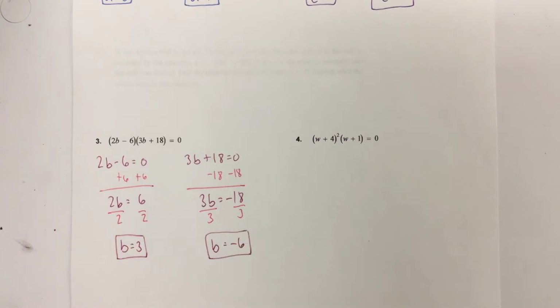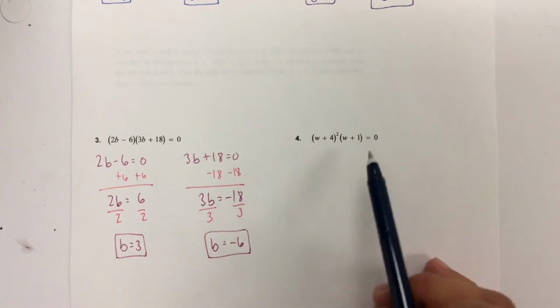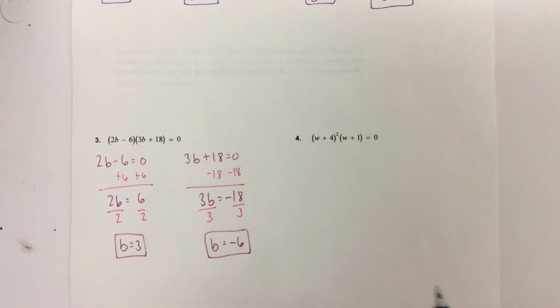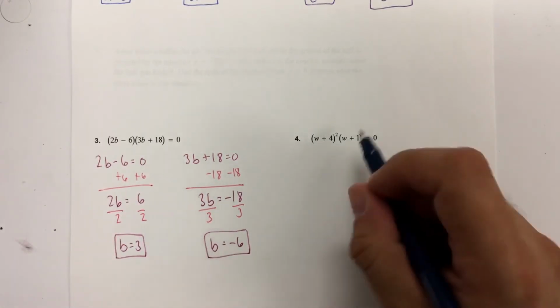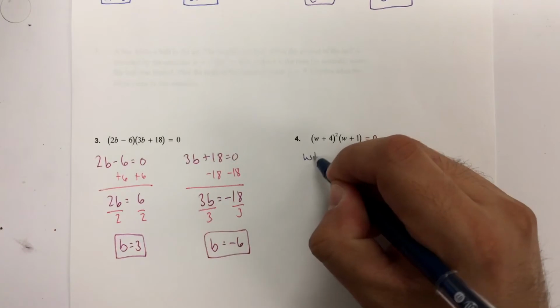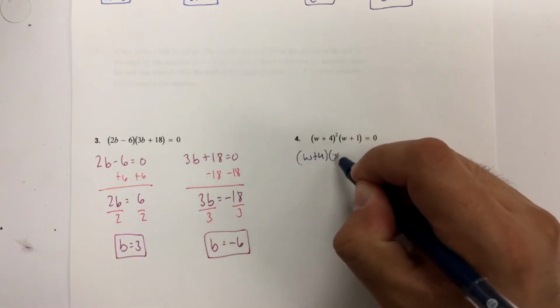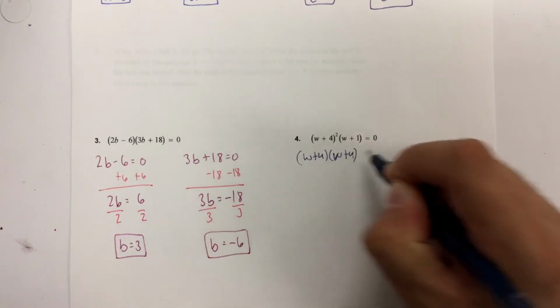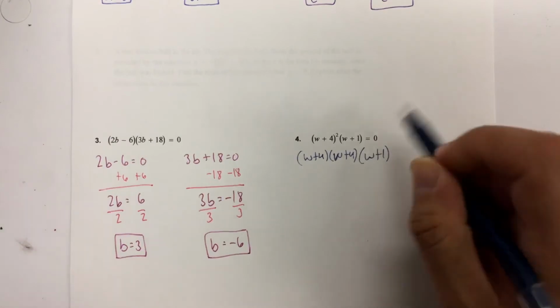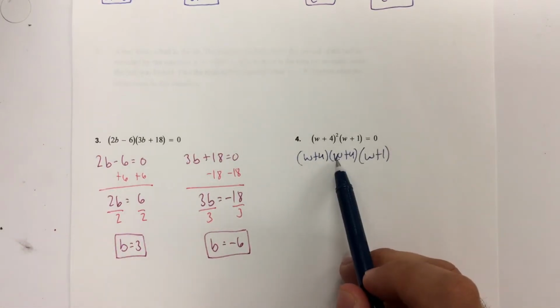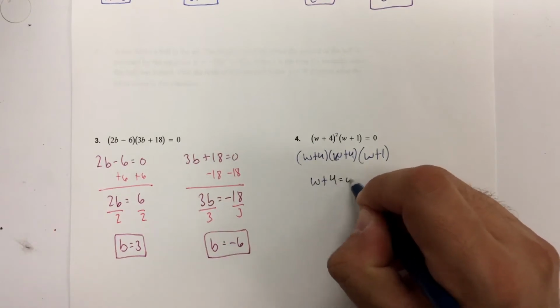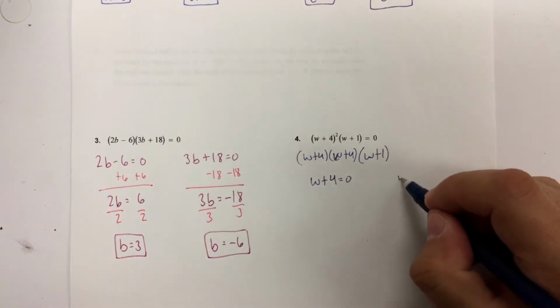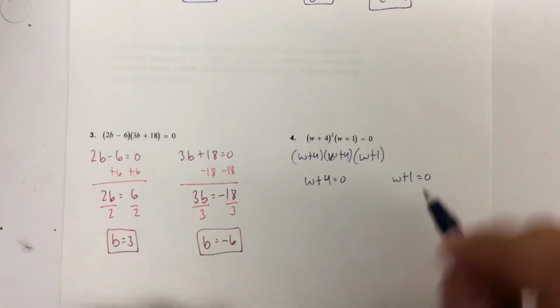All right, and now for this last one here. Now, this last one, once again, it is set equal to 0, so it's ready to solve. So let's talk about this square right here. What the square pretty much means is that there's 2 w plus 4s. So I don't need to set w plus 4 and w plus 4 both equal to 0. I just need to take one of them and set it equal to 0, because the answer is going to be the same. And the w plus 1 I will also set equal to 0.